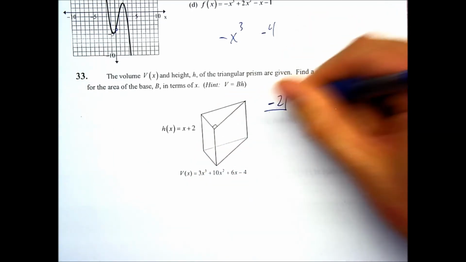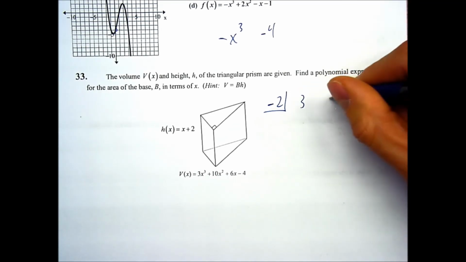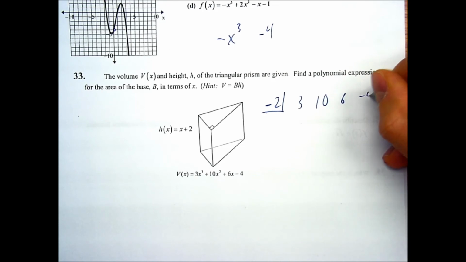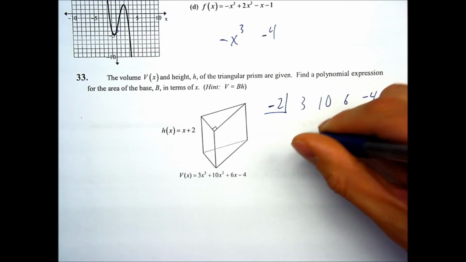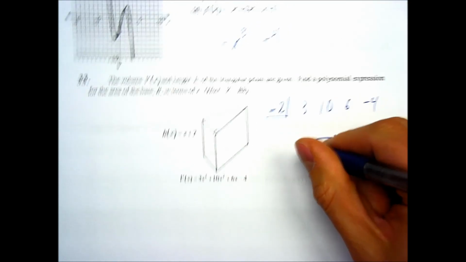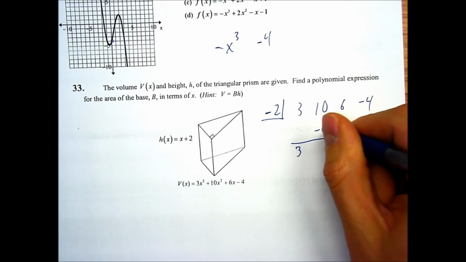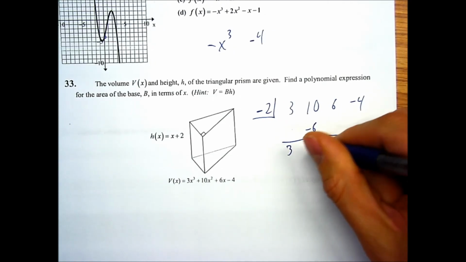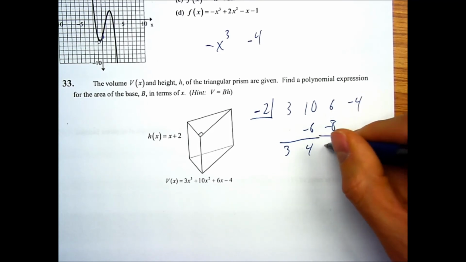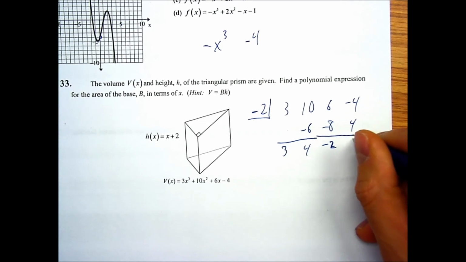Negative 2 is the 0 or the root. Using the coefficients of 3, 10, 6, and negative 4. And this should divide evenly, because again it's said that it was a root. So negative 2 times 3 is negative 6. 10 minus 6 is 4. Negative 2 times 4 is negative 8. 6 minus 8 is negative 2. Negative 2 times negative 2 is 4, and yes, it has a remainder of nothing.